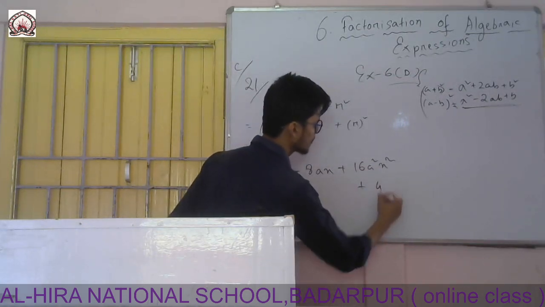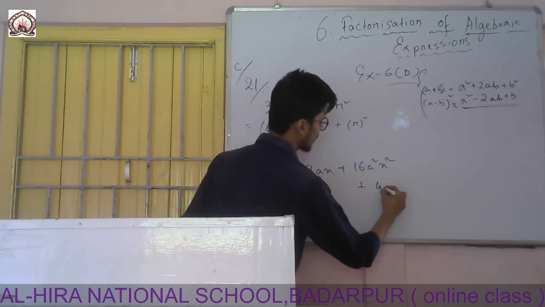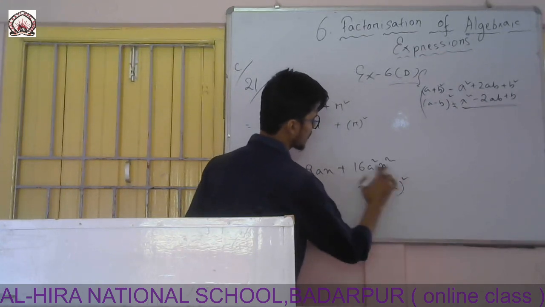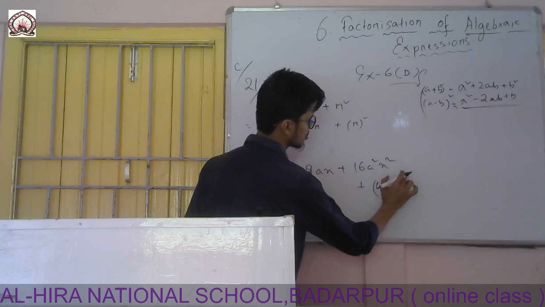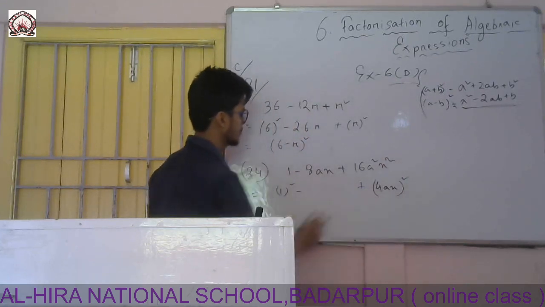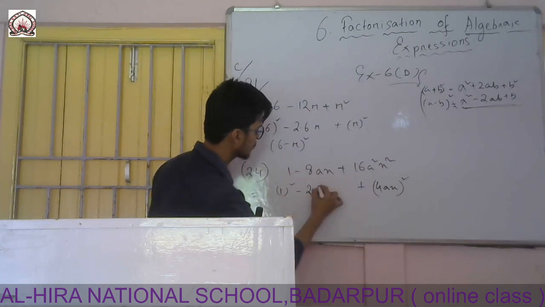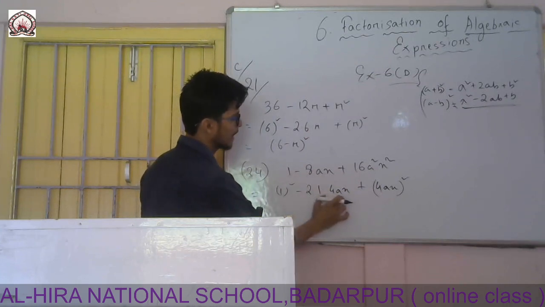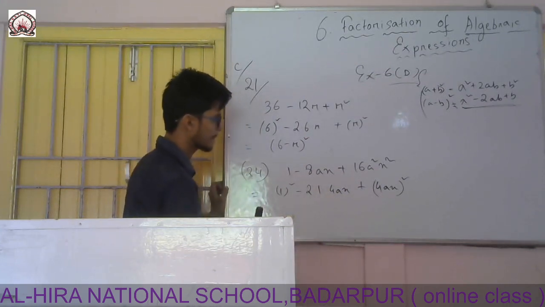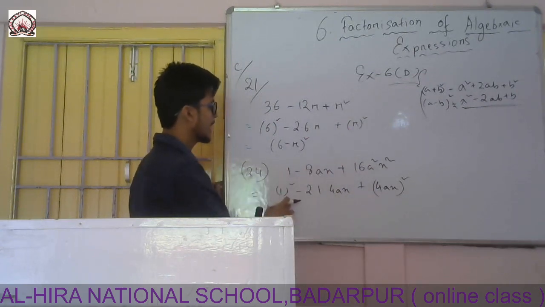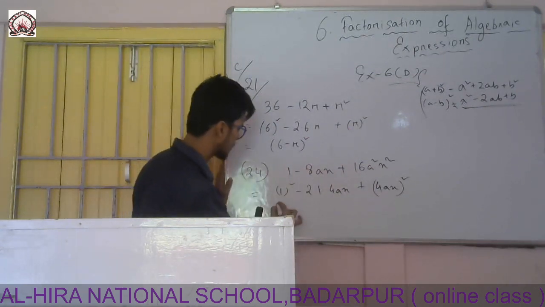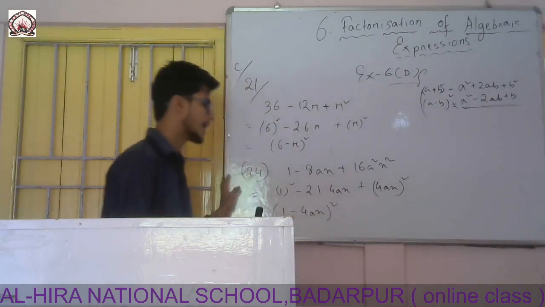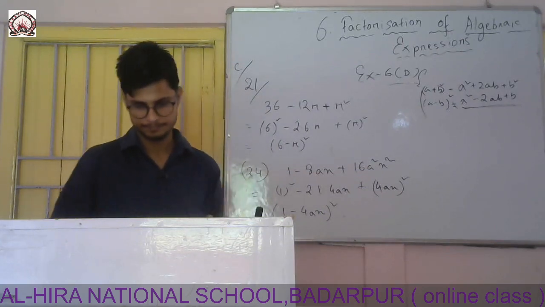16 is 4 square, a square is a square, and square of x is x square. Now I can directly write, a is 1 and b is 4ax. Now you check, 4 twos are 8 and ax is matching. Now directly I can write it is in the form of a square minus 2ab plus b square. Simply I can write (a minus b) whole square, (1 minus 4ax) whole square.